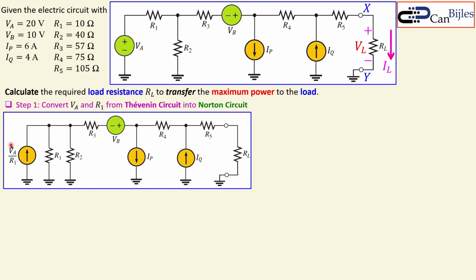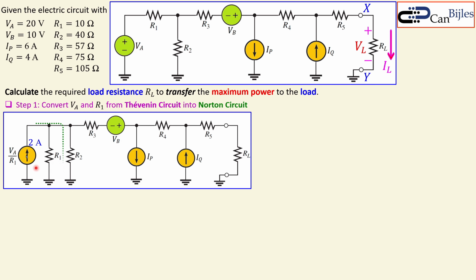So we make a current source. Remember, the polarity is plus and minus, so your current must go up in your current source. And your resistor here will be then in parallel to that source you have generated. That is the new source, and this is VA over R1. What is VA? 20. What is R1? 10. So you know this is 2 amps.